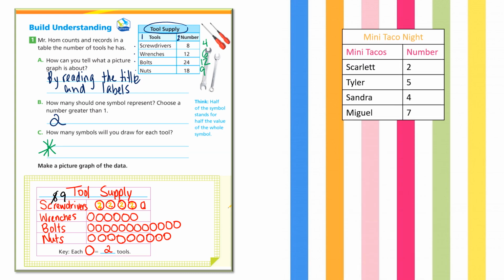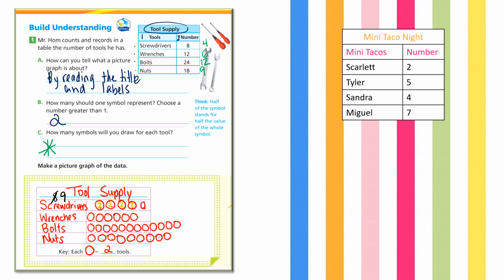And since today is Cinco de Mayo, let's take a look at a different problem and let's build a picture graph together. So mini taco night. So tonight we're making mini tacos. Okay, and I have a list of 4 people and how many mini tacos they will eat. So Scarlett will eat 2 mini tacos. Tyler will eat 5 mini tacos. Sandra will eat 4 mini tacos. And Miguel will eat 7 mini tacos.